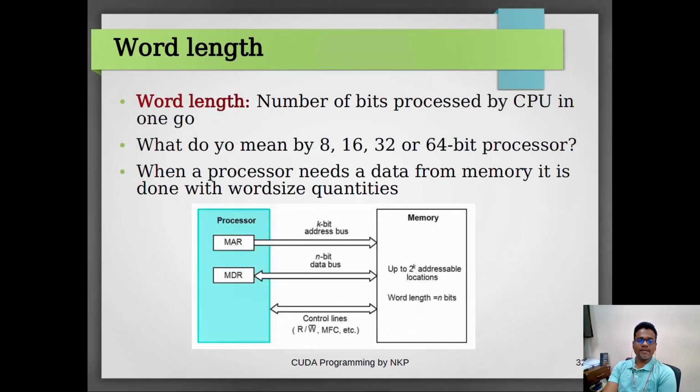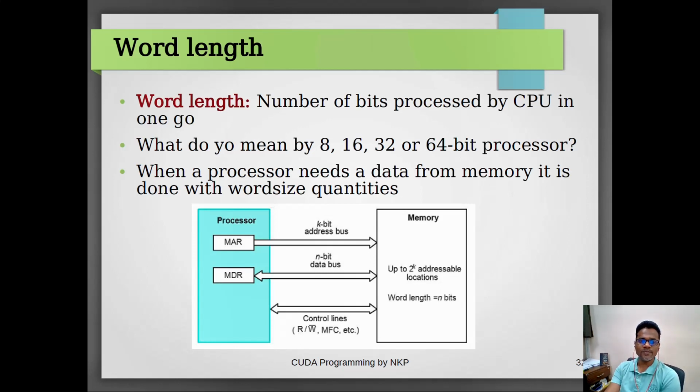Now another parameter is word length. Simply, word length is nothing but the number of bits processed by the CPU in one go. As I mentioned earlier, the processor fetches data from main memory, performs a task, and again stores the results back into main memory. So word length is a quantity that determines the number of bits that can be processed by the CPU in one go.